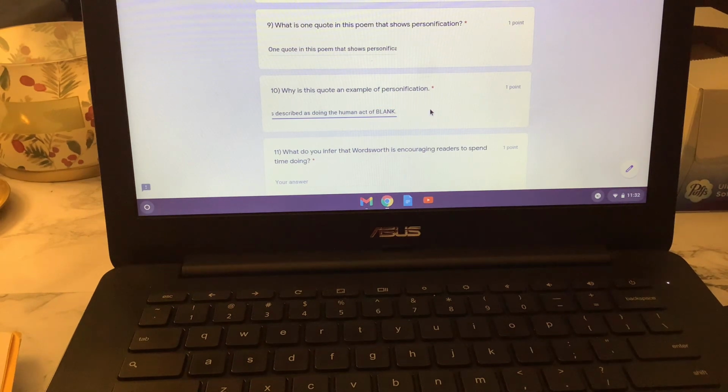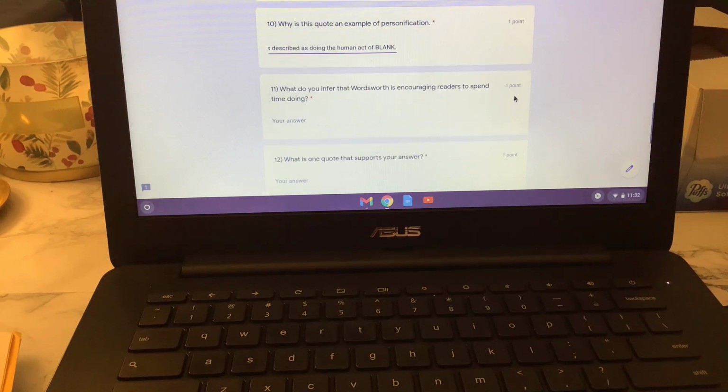Okay, so you should be able to fill in, and this is the kind of description that I would ask you for on a test as well, to explain how do we know that this is personification. So you're really building in the definition in your answer here. Okay, so go ahead and pause, finish this up, and then come on back.